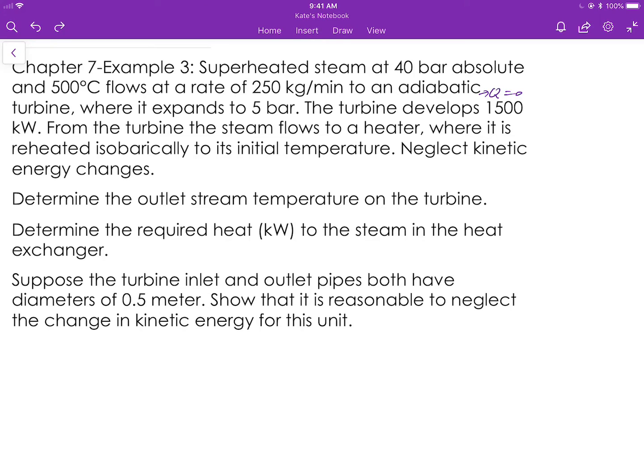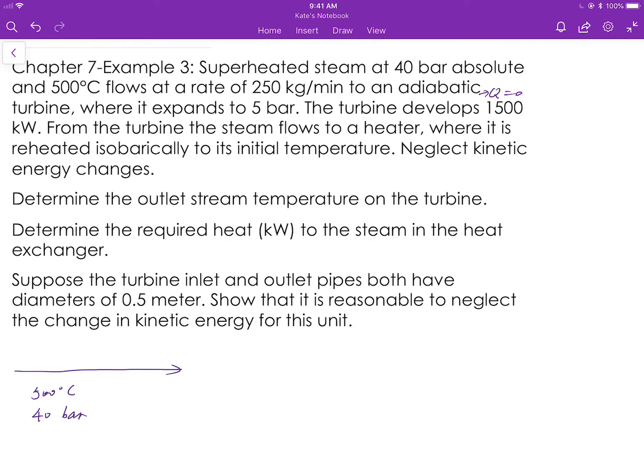In this example, let's do a more complex energy balance problem. Given superheated steam at 40 bar, absolute pressure and 500 degrees Celsius. I like to draw the flow chart while I'm reading the problem statement. It saves some time, it's easier to understand, and you don't have to go back and forth.